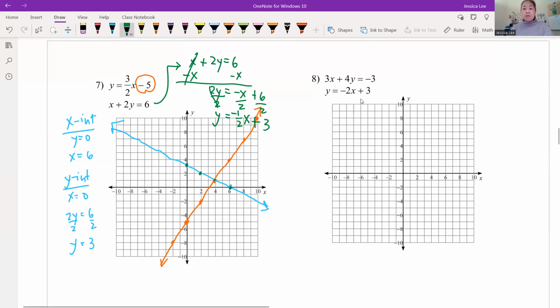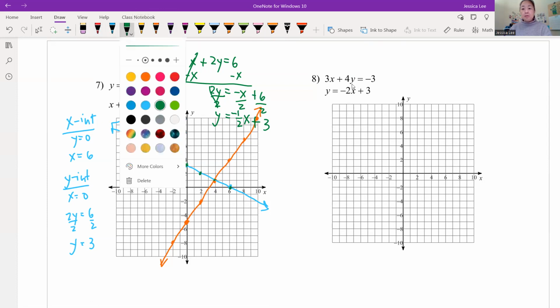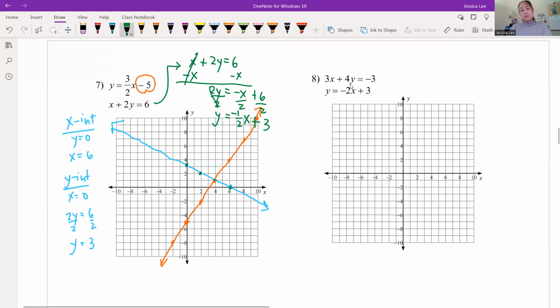Okay, here we go. I noticed right here, just from my own experience, that I'm going to eventually have to divide by 4. And this -3 doesn't divide by 4 evenly. So I'm just going to change this to slope-intercept form, because the intercepts are not going to work as well. Actually, either way, but this will just be a little bit easier, I think. So 4y is equal to -3, and we're going to subtract 3x, subtract 3x.